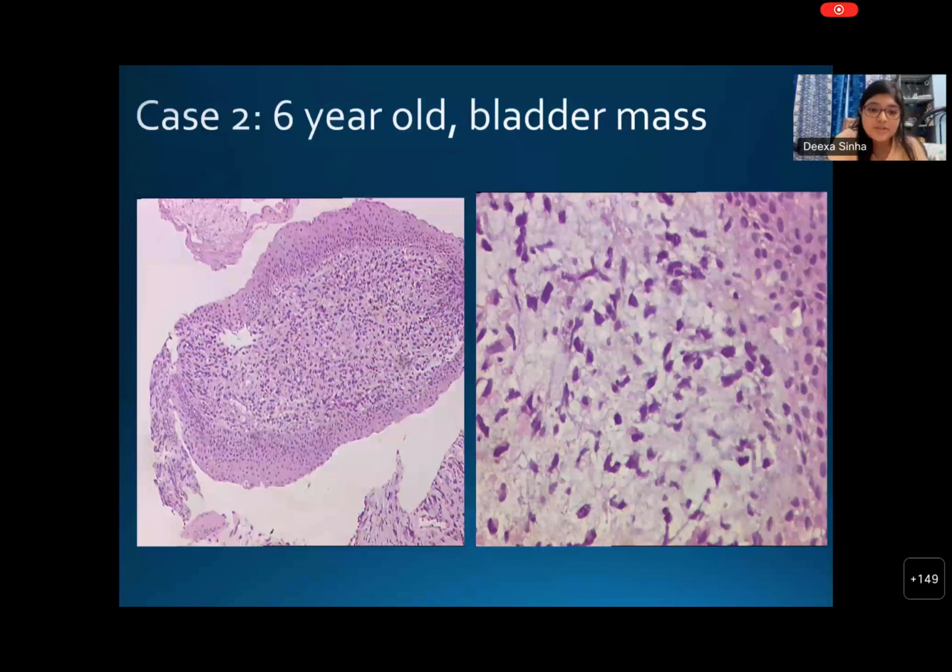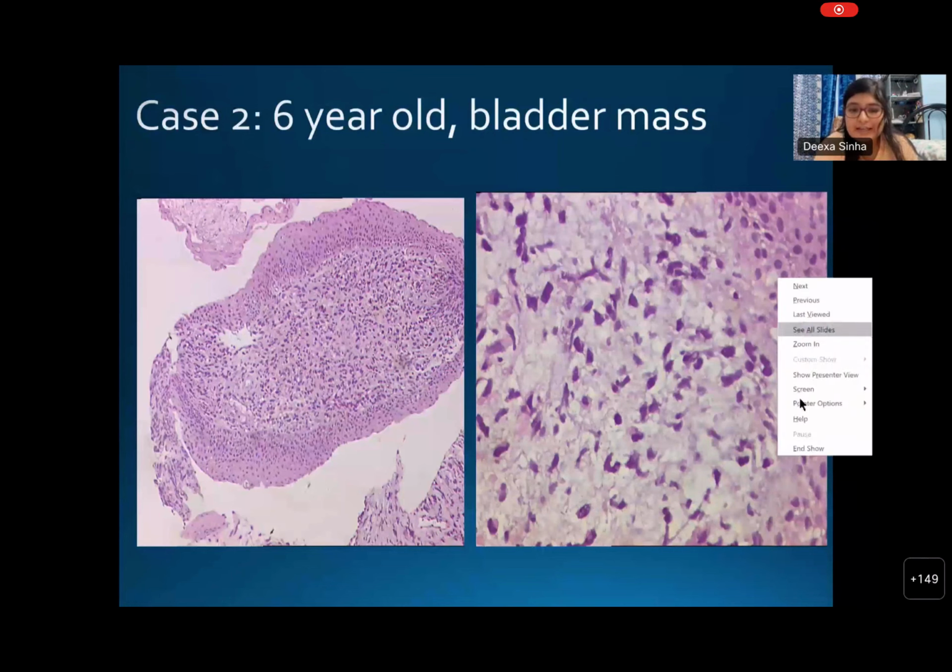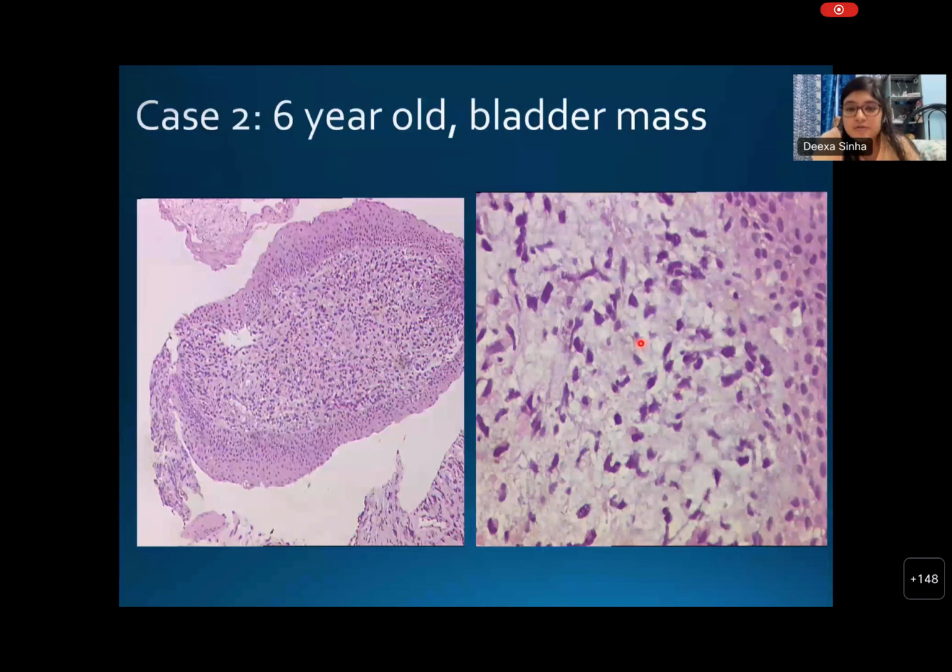So the first image shows a section showing a polypoidal structure lined by stratified epithelium, and the subepithelial region shows dense accumulation of small round cells, which are undifferentiated. Probably it is the cambium layer, and there is also a loose myxoid matrix in which small round cells are dispersed. In the second image, I can see myxoid matrix. In one region I can see epithelial lining, and the rest of the region shows small round cells as well as a few elongated spindle-shaped cells, dispersed within a myxoid matrix. And the nuclei of the cells are showing hyperchromasia with very little cytoplasm.